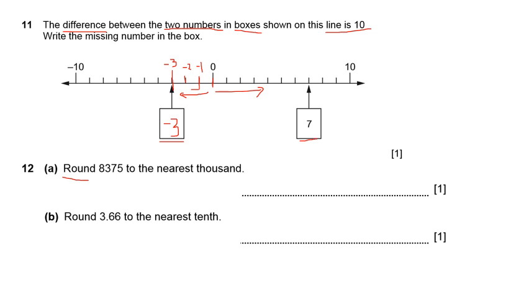Round, arrotondare, 8,375 to the nearest thousand. So, is 8,000 closer to 8,375, or is 9,000 closer to it? So, is 8,300 closer to 9,000 or 8,000?